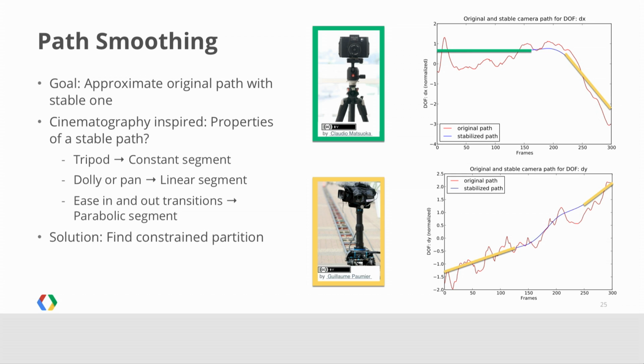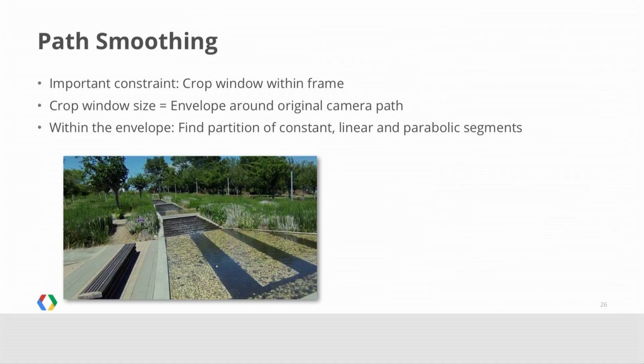And so our goal is now, given this original shaky path shown in red, to compute this stable path that is only composed out of linear, constant, and parabolic paths under one very important constraint, and that is the size of the crop window. When we look at the crop window, as Vivek initially mentioned, if we have a very large crop window and we have to stay within the frame bounds, we can't really move around without hitting the frame border. So we can't really offset any camera shake.